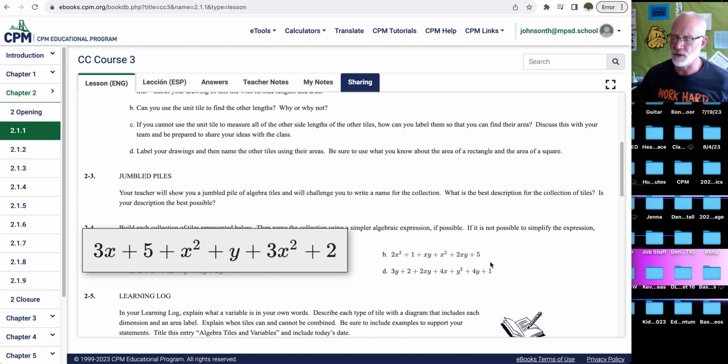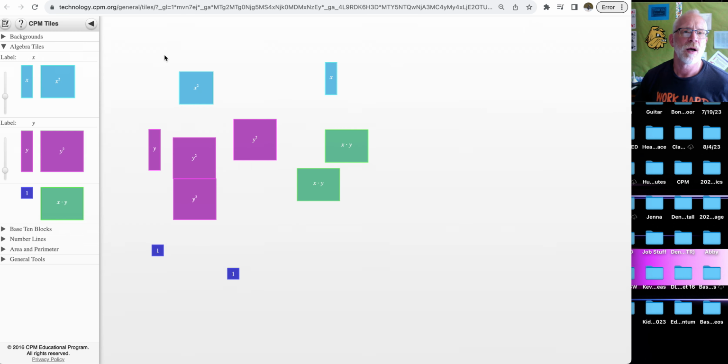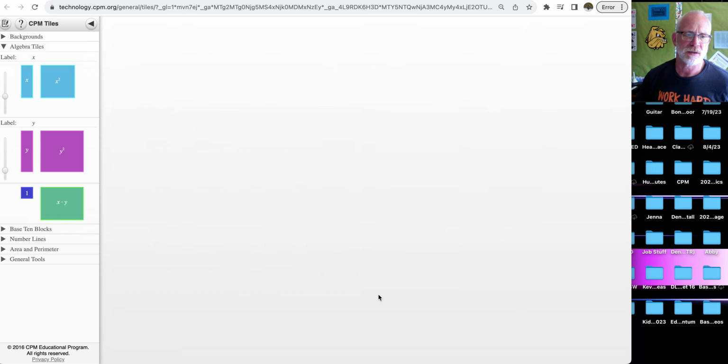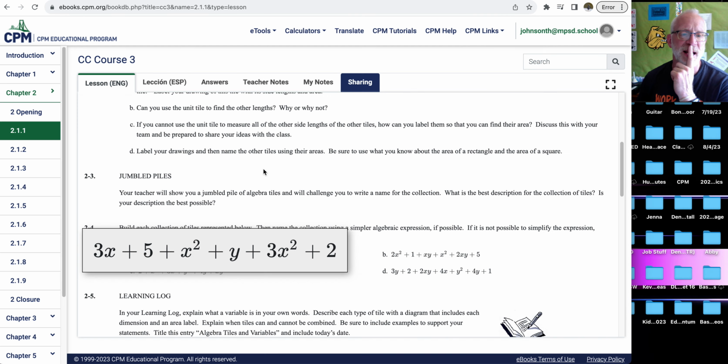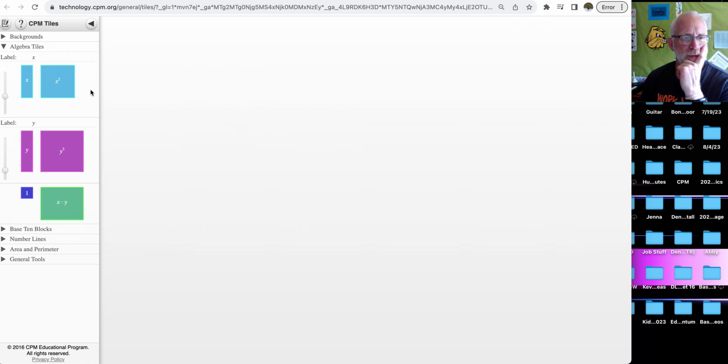Okay, so then they went into their tiles. And they said, okay, what's the first thing we want? We want 3x's, and then plus 5 plus x squared plus y plus 3x squared plus 2. So they said, well, we want 3 x's, 1, 2, 3, plus 5.